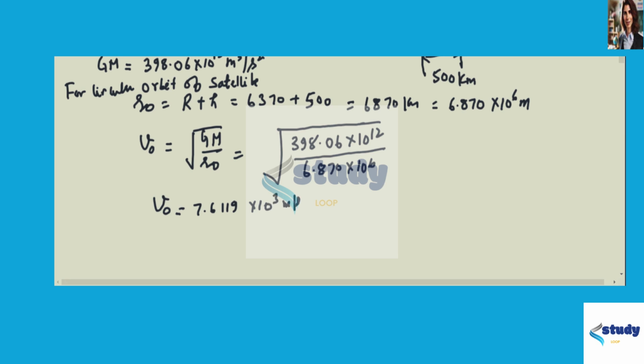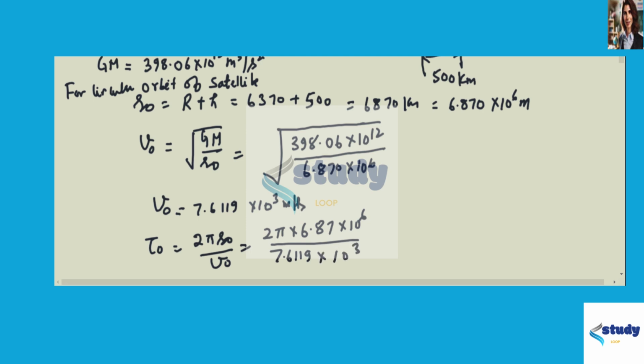And the time period of revolution will be 2 pi r naught upon v naught. R naught, as you know, is 6.87 into 10 to the power 6. Orbital speed we have measured as 7.6619 into 10 to the power 3. So the time period of revolution will be 5.6708 into 10 to the power 3 seconds.